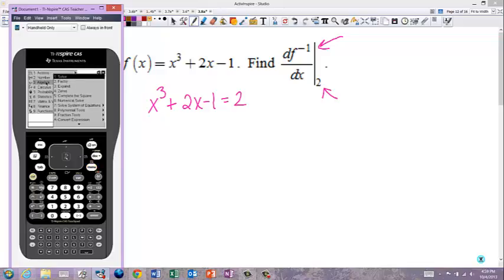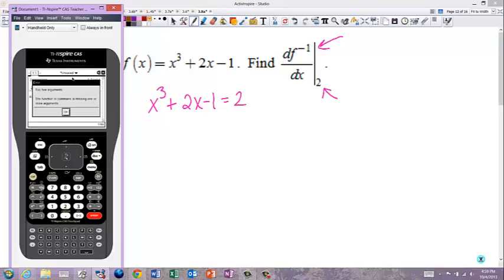I'm going to cheat because I'm tired. I'm ready to go home. Menu, algebra, solve. X to the 3rd. Come on. Plus 2x. I'm using my finger instead of my mouse because I feel like I'm getting carpal tunnel from having to use my stinking mouse. I'm not kidding, I really am.